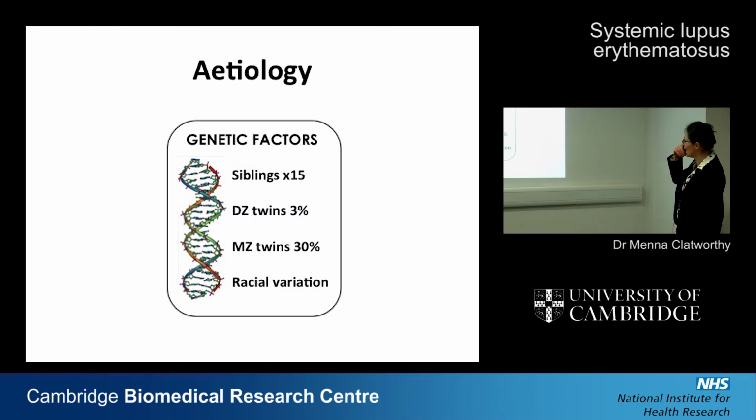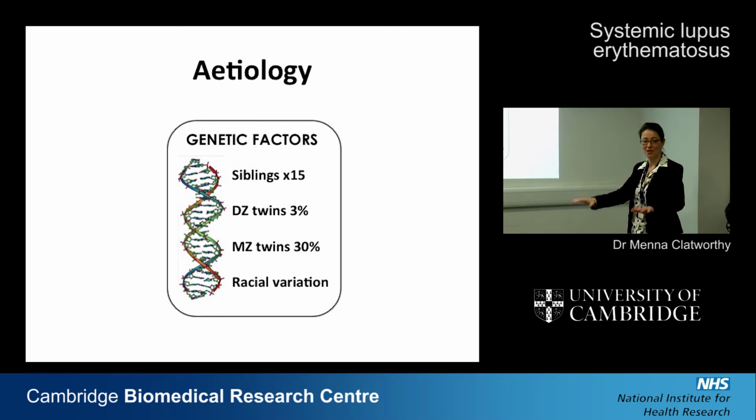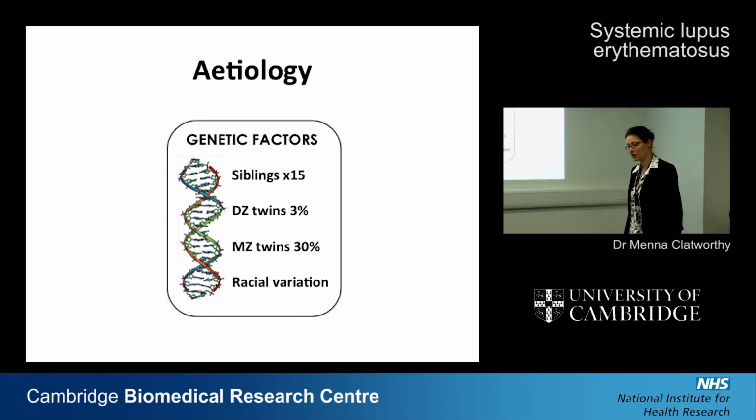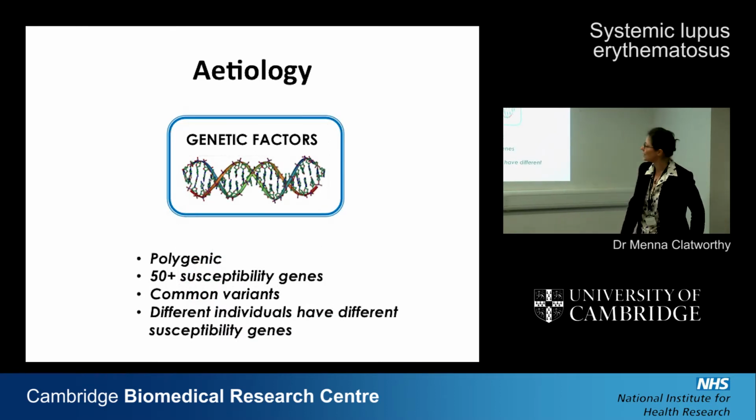And then the other thing, as we know, there's significant racial variation, and that holds independent of environmental background. So if you take someone of Southeast Asian origin and move them to a population that's predominantly Caucasian with a different environment, the same risk holds. So that suggests that there is a strong genetic etiology to it.